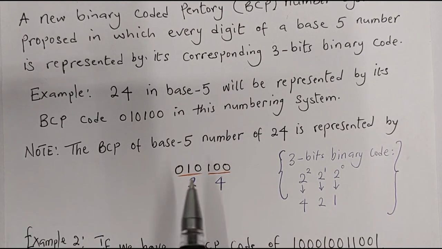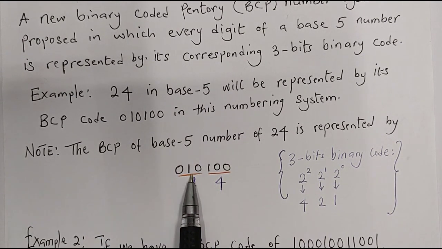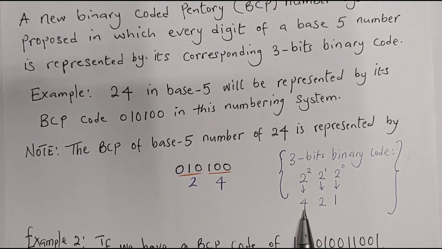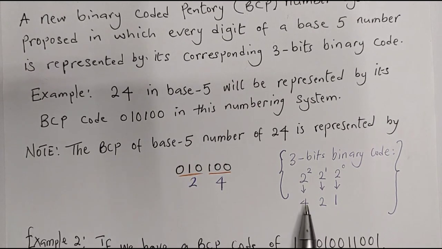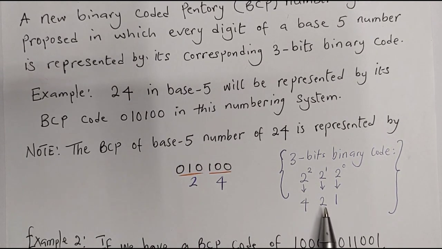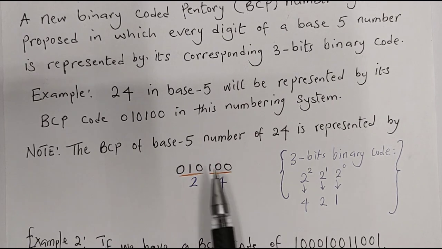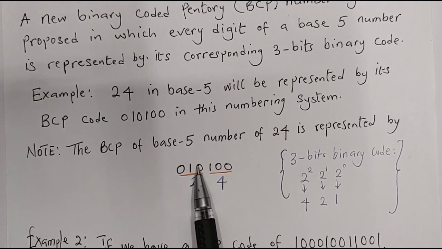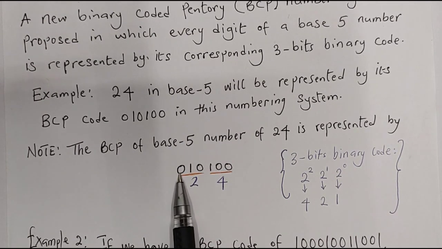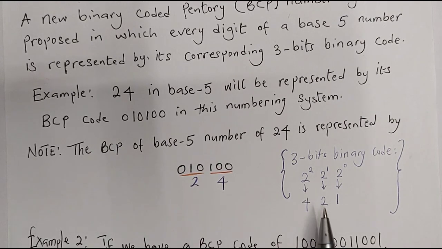So we underline it. Alright, so once you underline it, using this formula, the first bit from the left is 0, which means that 4 is absent. Now the middle bit has 1, it means 2 is present. And then the third bit has 0, it means 1 is absent. It means in this case, this group 010 represents 2.